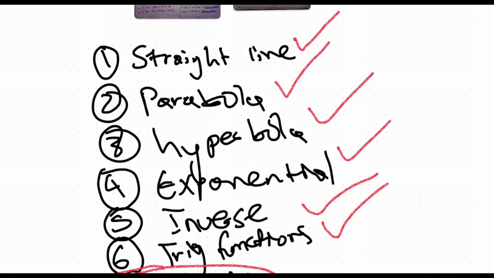So last time we touched on the straight line function. We did touch on the parabola, but we didn't dive in deep on how to really plot the parabola. And we also touched on the hyperbola, but we didn't touch on the shifts. We didn't touch on the exponential inverse, and the trig functions are included in paper 2.